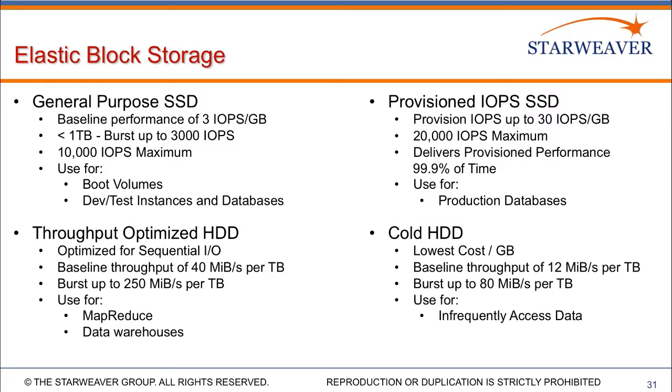So basically you get 40 megabytes per second per terabyte of storage. Right, you can burst up to 250 megabytes for the throughput optimized HDDs. So they're pretty good for streaming a lot of data out of them. They're good for MapReduce and data warehouses. Okay, now the least expensive of all options is the cold HDD. These have a lower baseline throughput and burst up to only 80 megabytes per terabyte. So they're really good for infrequently accessed data that you want to store durably on a file system but don't want to pay a lot for because you don't access it very much.